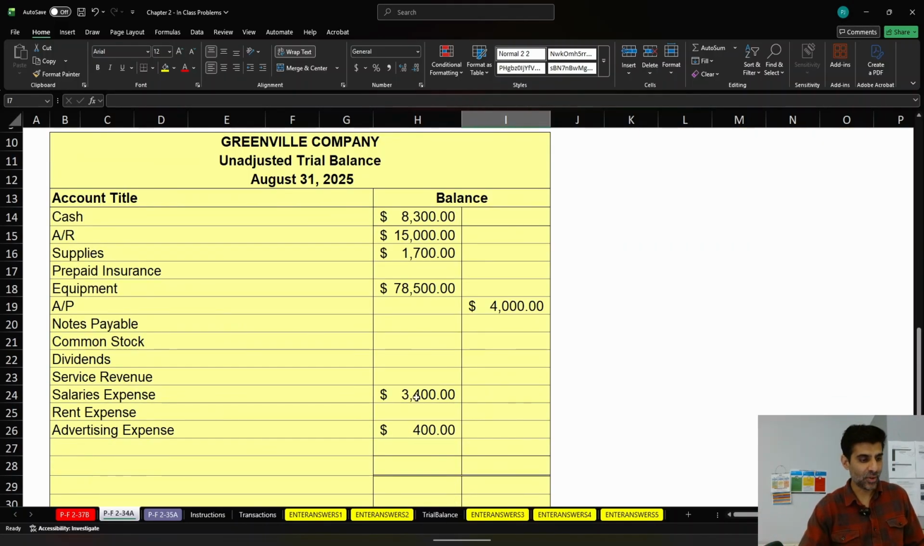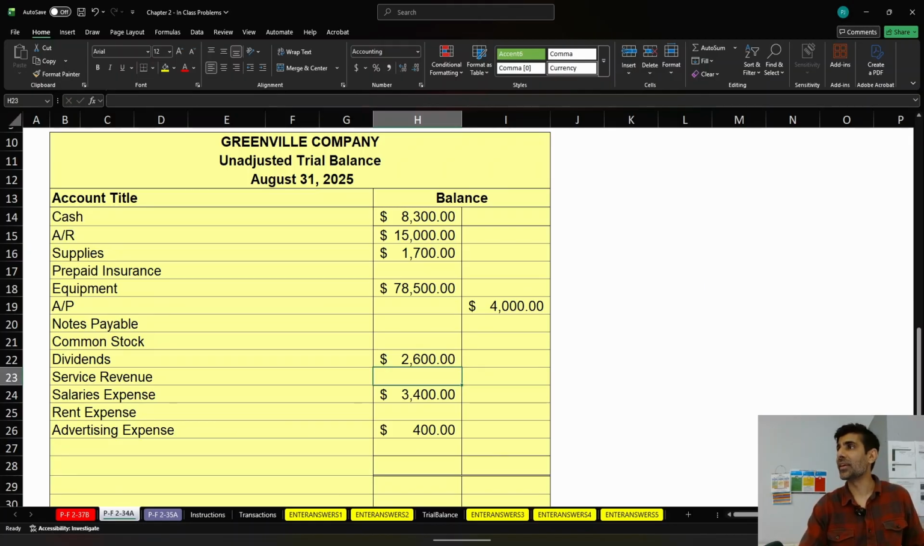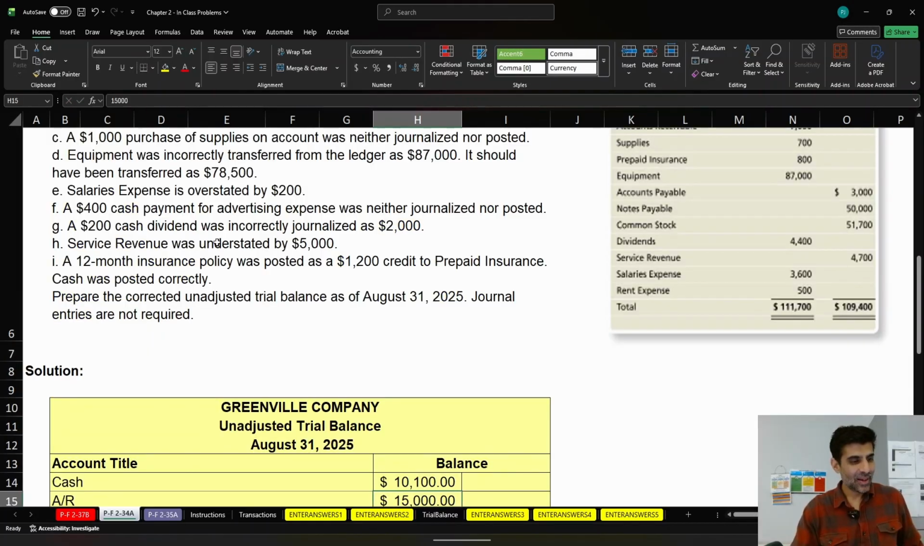So if we just do 4,400 minus 1,800, that's what it should be. It should be 26. We took out too much cash, right? We credited cash by 2,000. We should have credited only 200. So what do we got to do? Is this balance over or understated? Understated. Okay, so that means we have to add back 1,800.